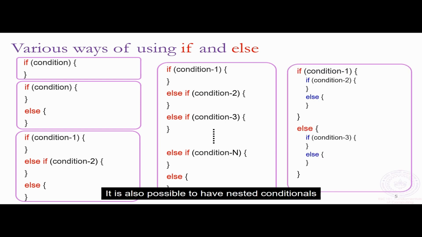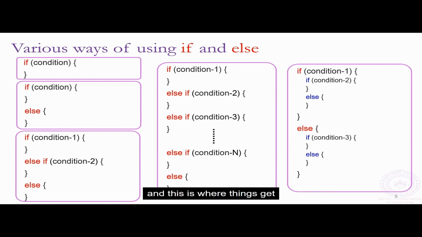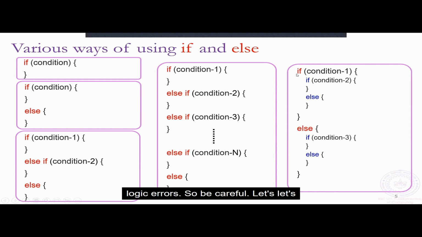It is also possible to have nested conditionals, and this is where things get really, really messed up in your annotation, because it frequently happens that you will miss some curly braces or the other in your code, and you'll get compilation errors and logic errors. So be careful. Let's walk through this nested conditional a little bit carefully.